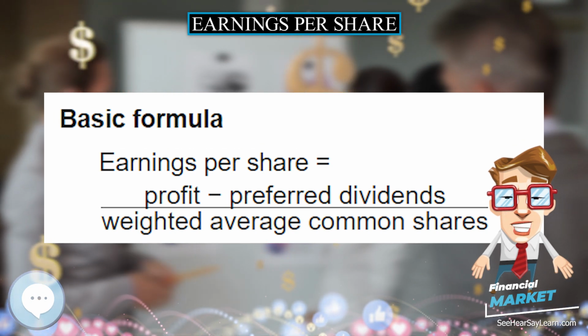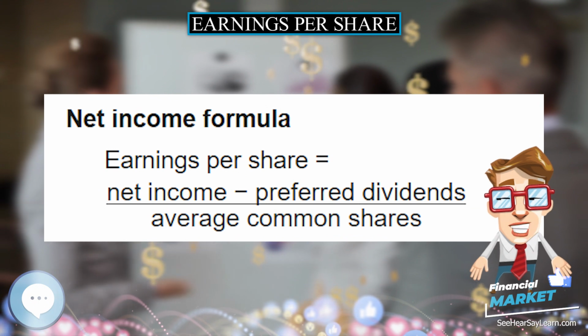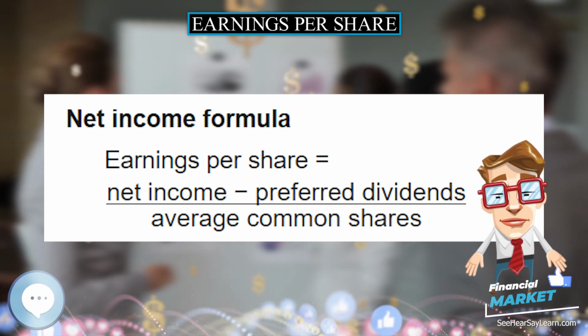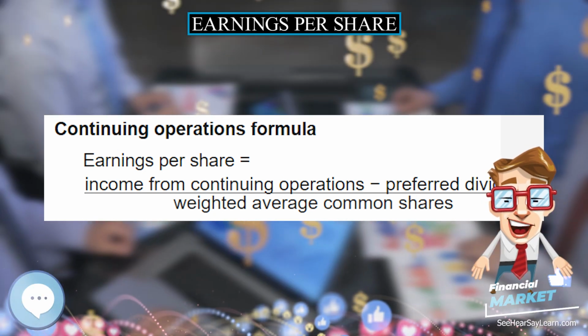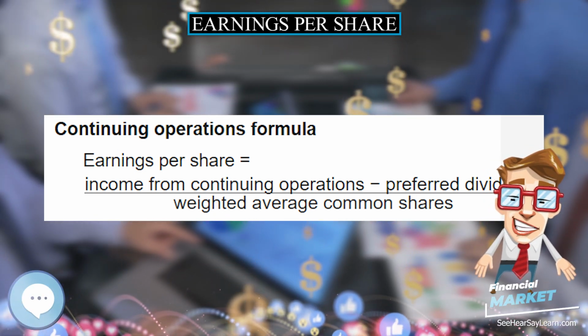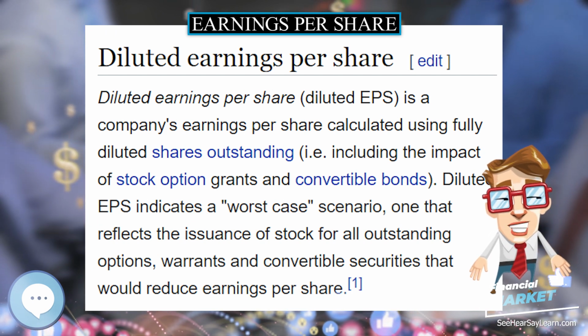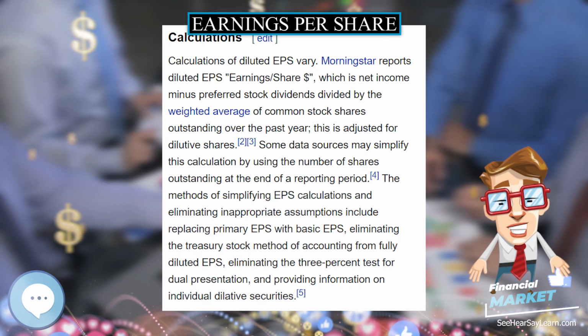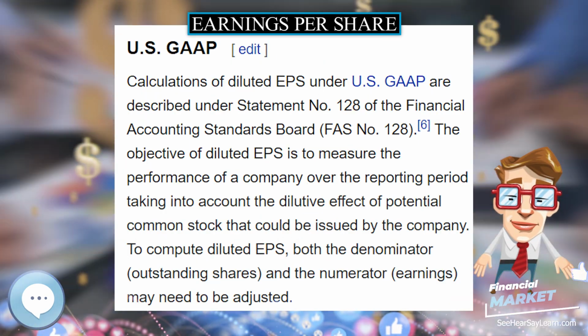The methods of simplifying EPS calculations and eliminating inappropriate assumptions include replacing primary EPS with basic EPS, eliminating the treasury stock method of accounting from fully diluted EPS, eliminating the 3% test for dual presentation, and providing information on individual dilutive securities. US GAAP.